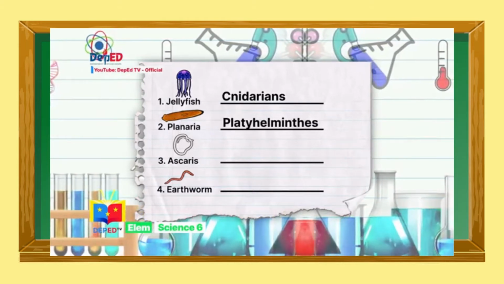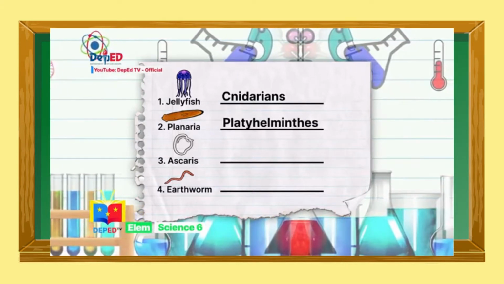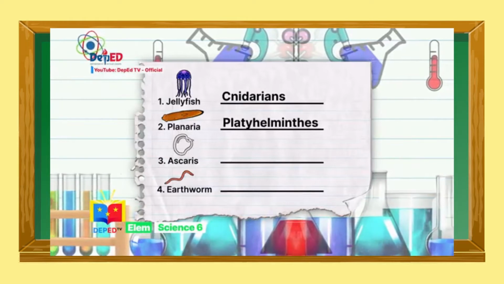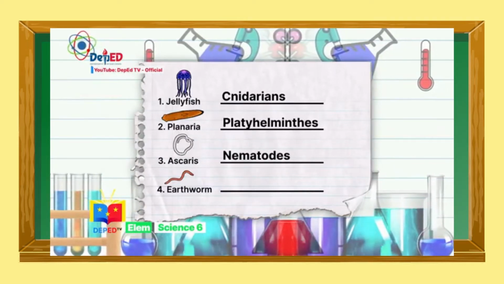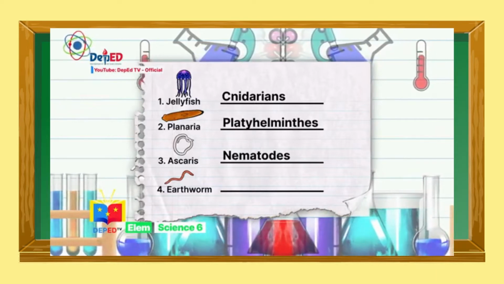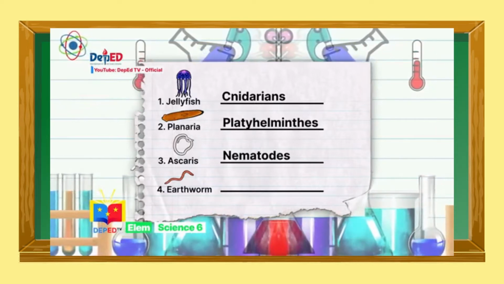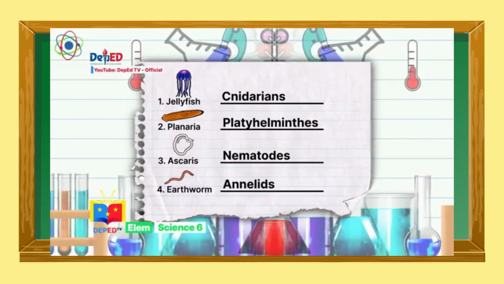Number 3 is a picture of ascaris. Ascaris belongs to the group of nematodes. Number 4 is a picture of an earthworm. An earthworm belongs to the group of annelids.